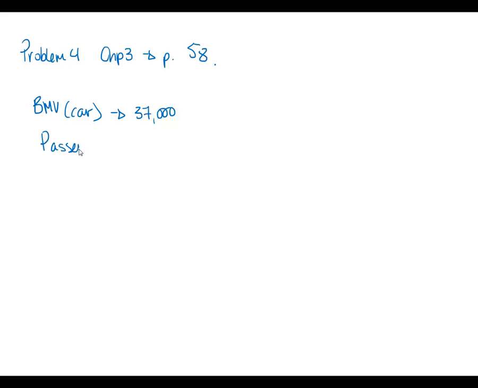Now, for all passenger vehicles, these are part of class 10.1. The max addition is $30,000. So when we look at that BMW, we're not going to be able to record an addition of $37,000. We're going to have a max addition of $30,000.